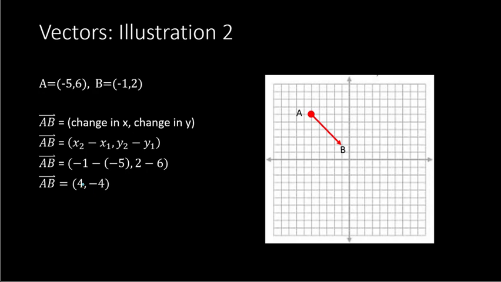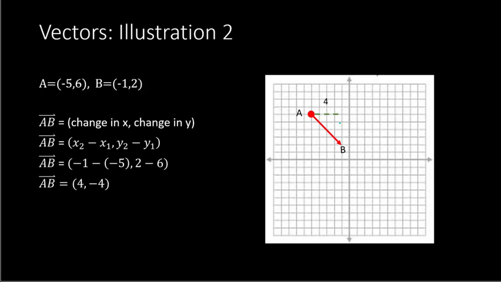So the x and y value, the first number and second value, are your change in x and your change in y. And we can verify this by counting. If you see how far to the right it is going, it goes over 4. So that would be your change in x.